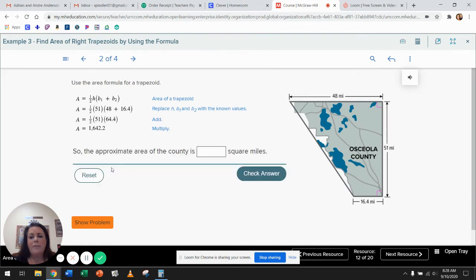If we were finding the area here by using the formula, we replace all of those little variables, or placeholders, with their actual values. So the height is 51, base 1 is 48, and base 2 is 16.4. We add 48 plus 16.4 to get 64.4. Then we multiply and take half of it, and we would get the answer of 1,642.2 square miles. It tells us right there.